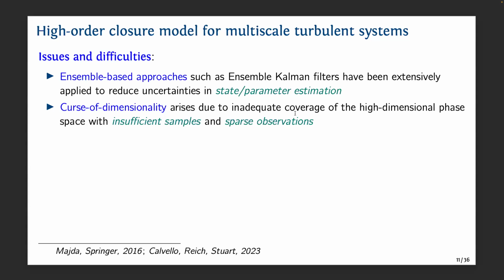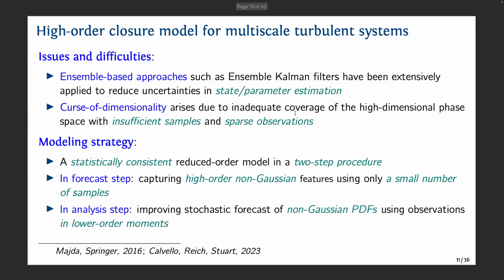So we would like to keep the ensemble size small, but the curse of dimensionality tells us that if we use an insufficient number of samples to approximate the full state, usually the samples will collapse or cluster in some region, so that the prediction will be a failure. That's the inherent problem we want to deal with here.